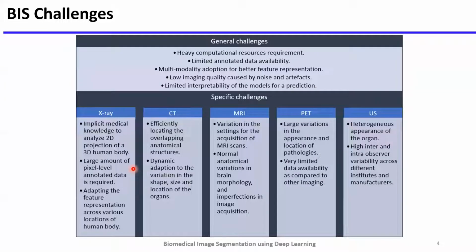Coming to the CT scan, once we go for CT scan imaging, how efficiently we can locate the overlapped anatomical structures is the biggest issue. At the same time, the dynamic adaptation to the variation in the shape, size, and location of the organs is also one of the challenging phenomena.